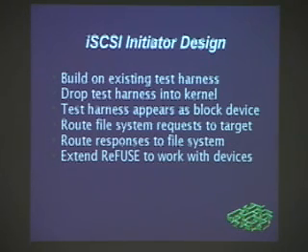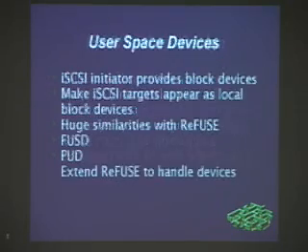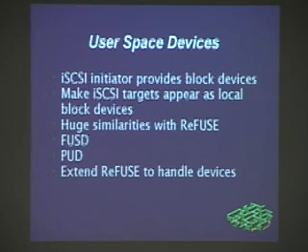Initiator design now. It's built on an existing test harness. We drop the test harness into the kernel. This was the plan originally when we were developing it. The test harness appears as a block device then. We route the file system request to the target, route responses back to the file system, and to do that we were going to extend refuse to work with devices. So what we would have there is an analogy of refuse, but instead of working with file systems, we're actually going to be using user-space devices.